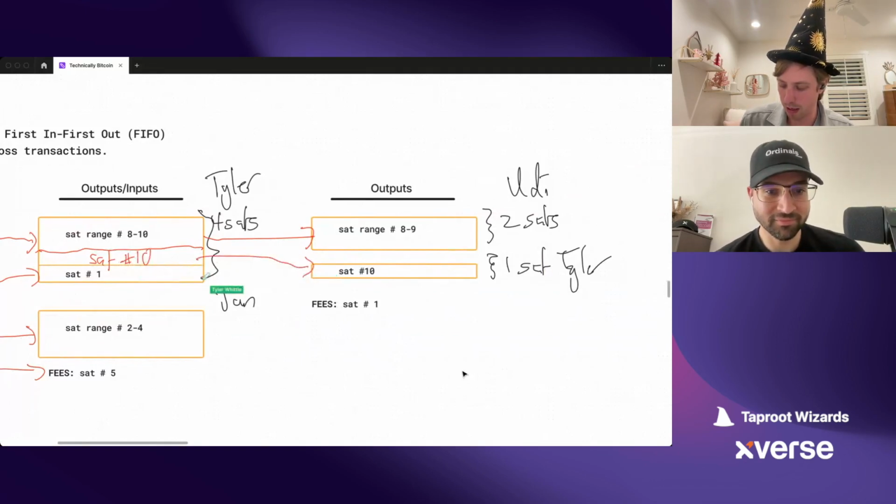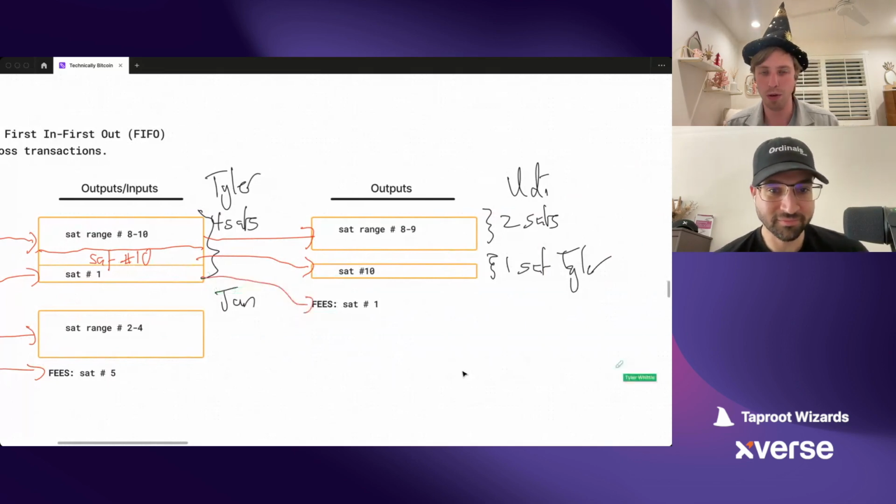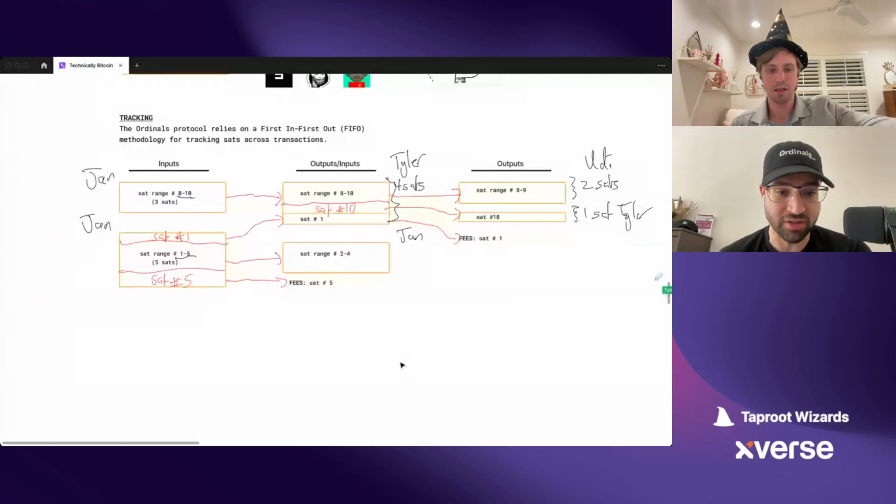And so now miners own sat number 1, I own sat number 10, and Udi owns sat range 8 to 9. And as soon as Udi spends and splits those up, both of those are going to be well defined in the network as well. I think it's pretty clear now. Tyler, do you want to add anything else to that, or do you think we're good?